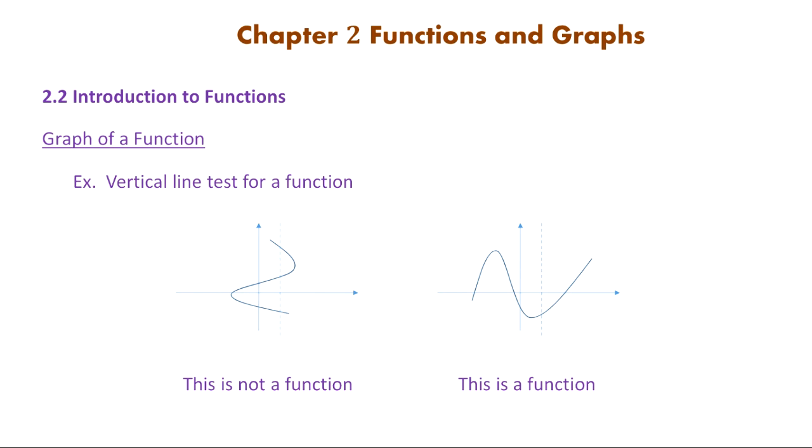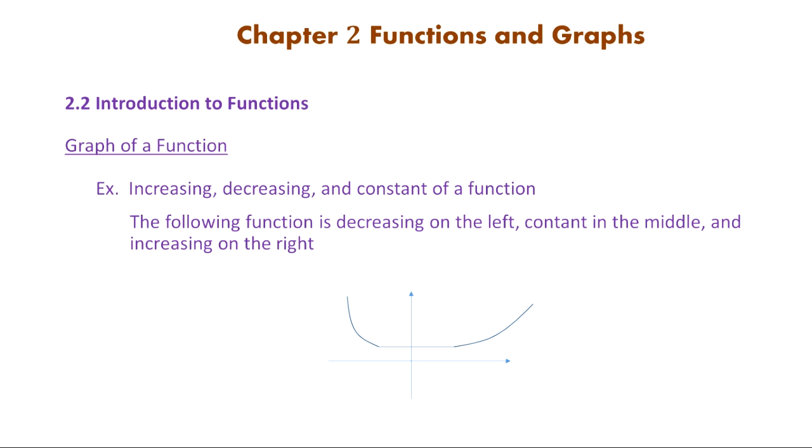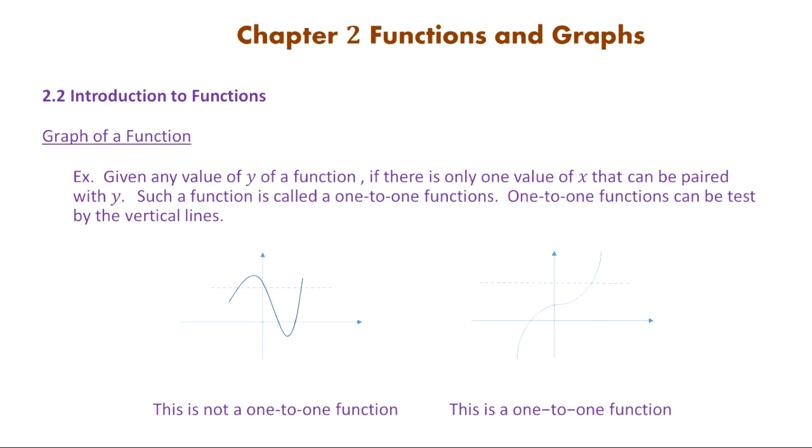Okay, this is some terminology here: increasing, decreasing, and the constant function. Okay, that's easy to understand. In the graph, you can see there are 3 pieces. The piece on the left is going down, so that's decreasing. And the piece in the middle is flat, that's constant. On the right, the curve goes up, so it's increasing. All right. Okay.